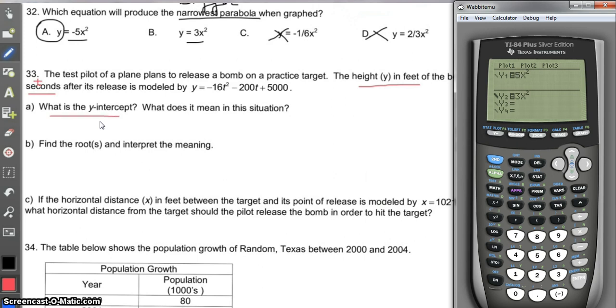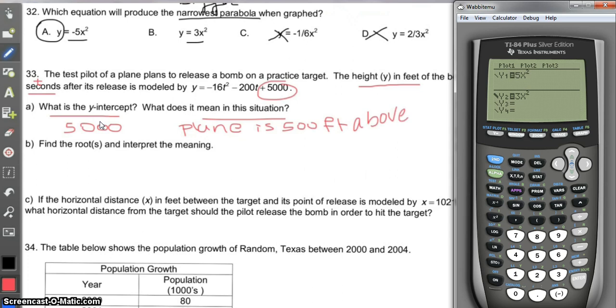What is the y-intercept? As you can see, it's the number over here, so it's 5,000. What does it represent in this situation? In this situation, it's the plane being above the ground, since it's a plane, okay? So the plane above the ground. You can say the plane is 5,000 feet above the ground.